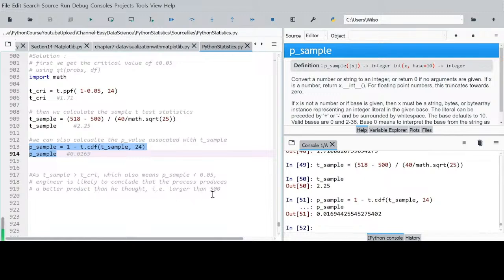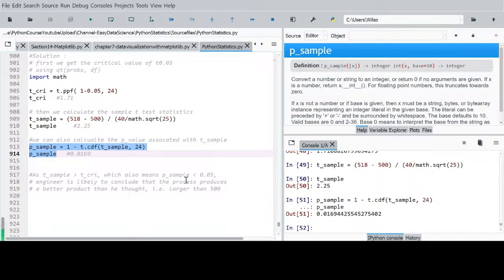Which means these samples come from a population with a mean larger than 500, not 500. Because if we assume the population mean of 500 is correct, then there's only about 0.01 probability of getting such a sample. So this is quite a low probability. So we can safely reject the hypothesis that the population has a mean of 500, right?